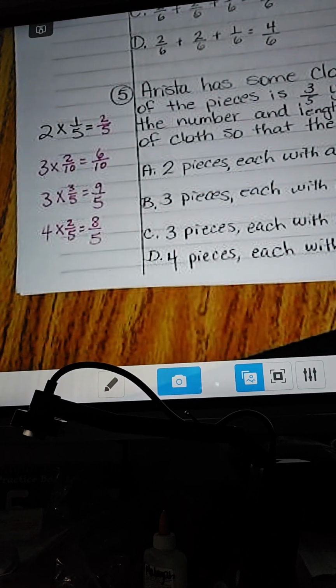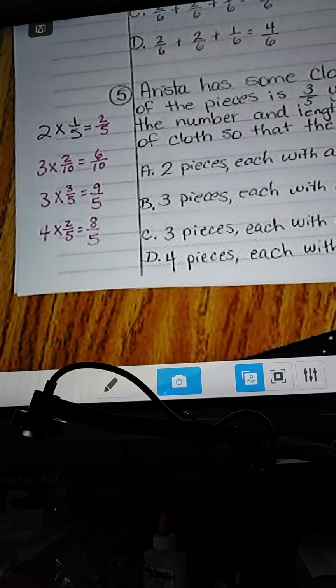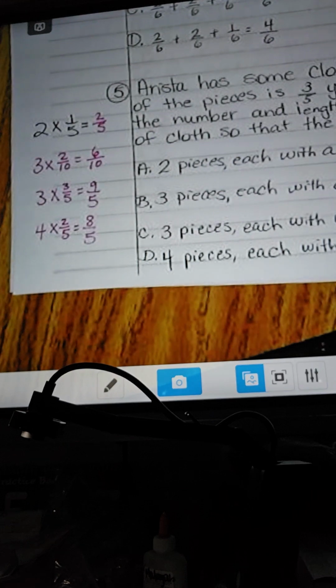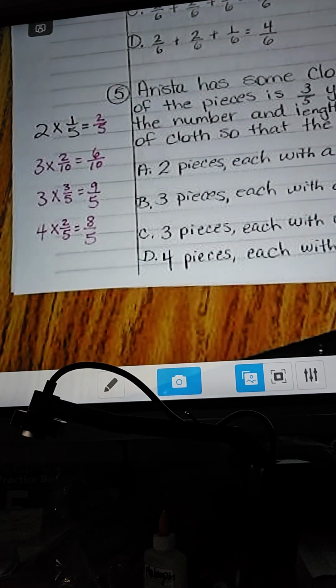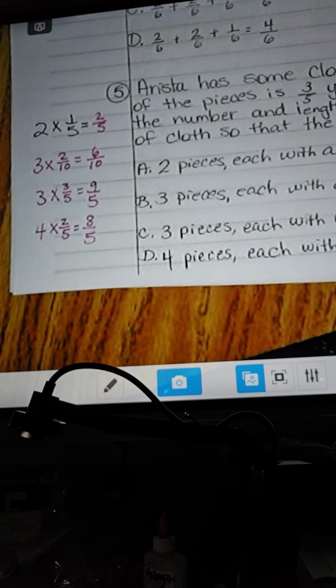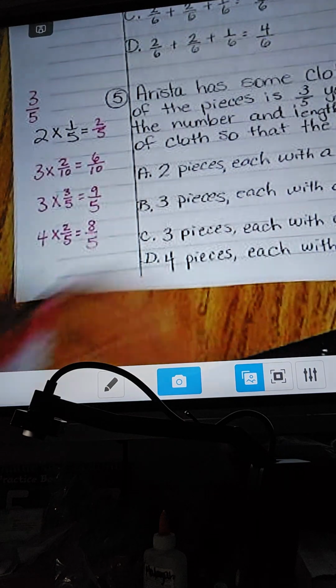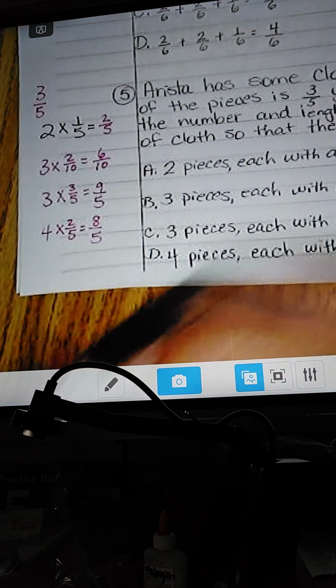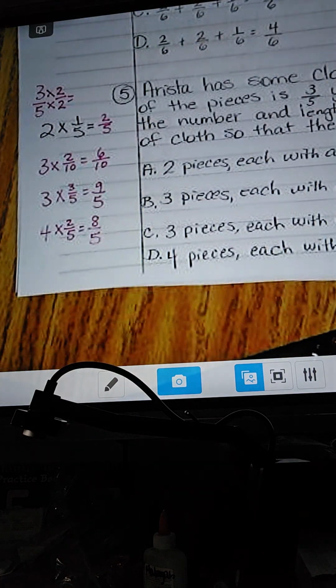We got to find the equivalent fraction for 3/5. So when I look at 3/5, I know that I can't divide it by the same number. I can't divide it by 2, 3, 4, or 5. So I know I must be multiplying 3/5 times what? We can start with 2/2, and then if it doesn't work, we can move to 3/3. So 3/5 times 2/2 equals what?